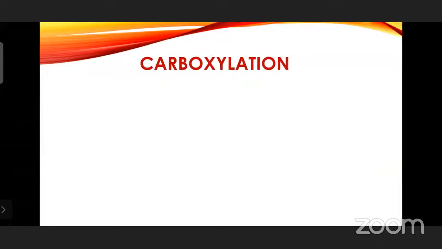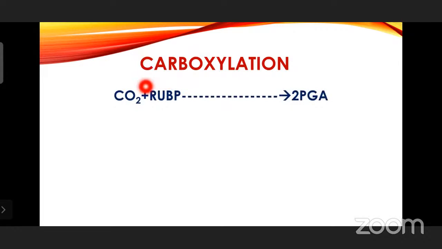And the process is called carboxylation. Carboxylation, because carbon dioxide is combining with an acceptor molecule, the 5 carbon acceptor molecule RUBP. So this process is nothing but carboxylation. The term is new for you. So here carbon dioxide and RUBP, 1 carbon and 5 carbon, are going to give a 3 carbon compound. How many molecules? 2 molecules. 2 molecules of phosphoglyceric acid are going to form.